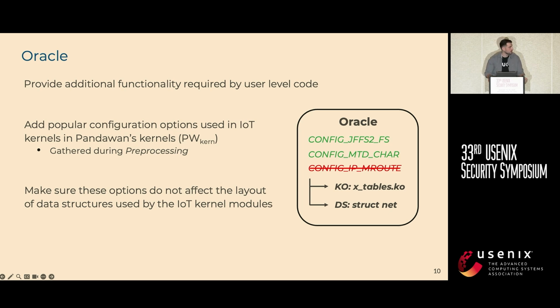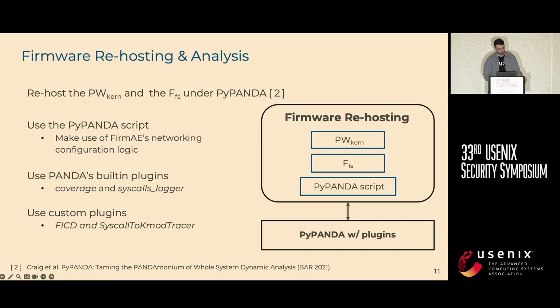Now, the Oracle is very simple. It actually includes popular configuration options that are commonly used in IoT firmware within Pandawan's kernels. However, Oracle also makes certain that any of these newly added options do not affect the layout of any data structures that are used by the IoT kernel modules within our target firmware to avoid potential kernel module crashes during the emulation. For example, here, the CONFIG_IP_MROUTE option affects the layout of data structure net, which is used by the IoT kernel module x_tables. Oracle finds that, and it filters out that option from Pandawan's kernels.